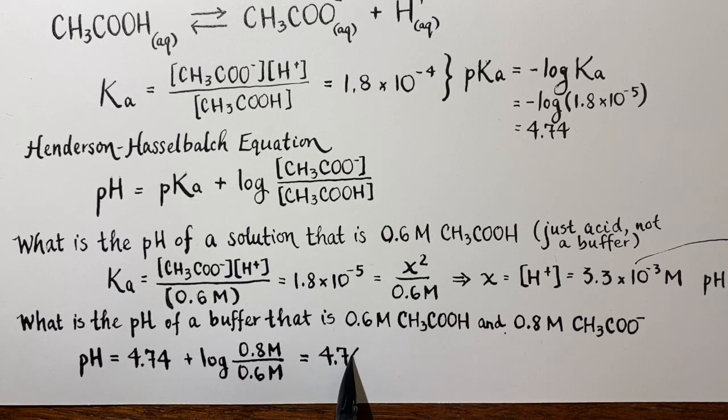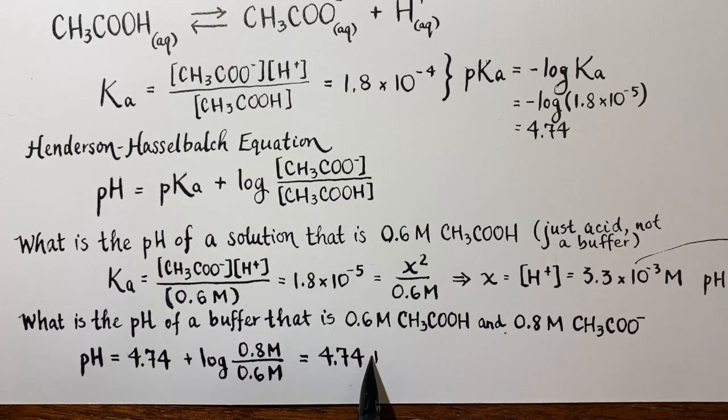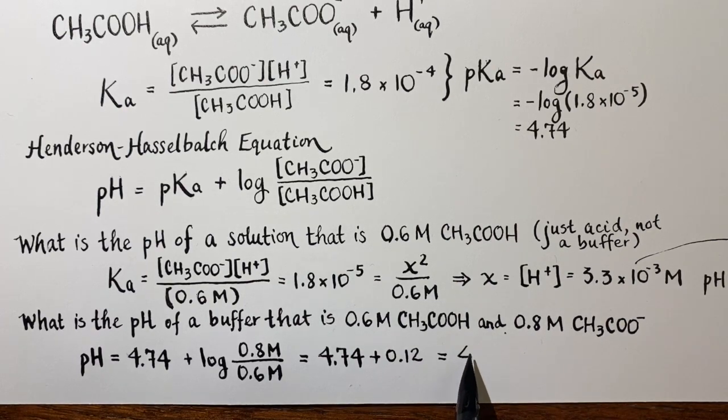And I'm just going to separate out these calculations. And it turns out this value is positive 0.12. And so, indeed, we end up with a pH that is 4.86 for this particular buffer.